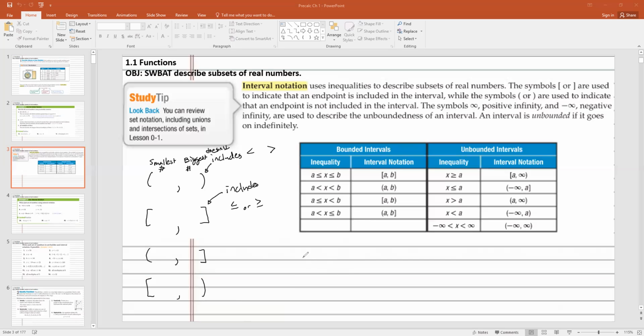Now, whenever you have infinity or negative infinity, you're always going to have parentheses. So wherever you have the infinities, you're always going to have the parentheses. Just like over here, we have a negative infinity, so it's parentheses. Positive infinity, parentheses. So the smallest number it could be is first, and the biggest number it could be is the last number.